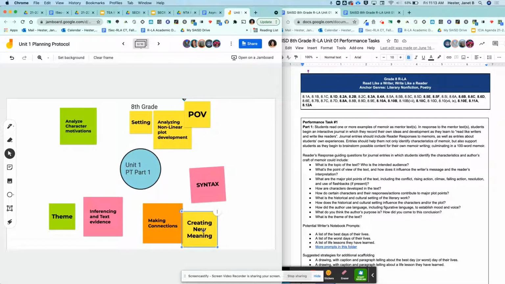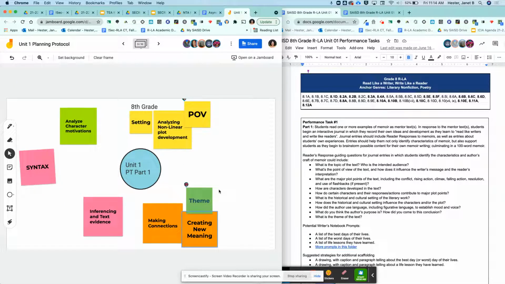how they're making those connections to their self, to other texts, or to the things that are in the world, and then they use that to create new meaning for themselves. Which I think lends itself to theme. So that could be tied in. Perfect.